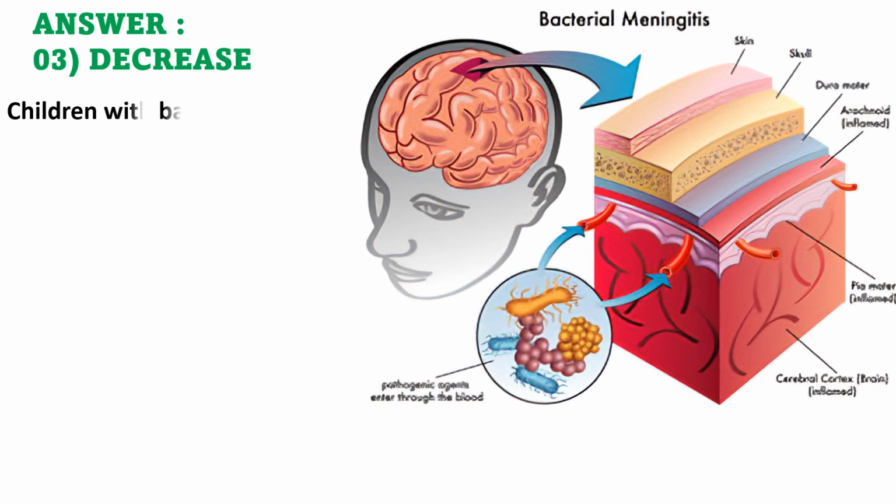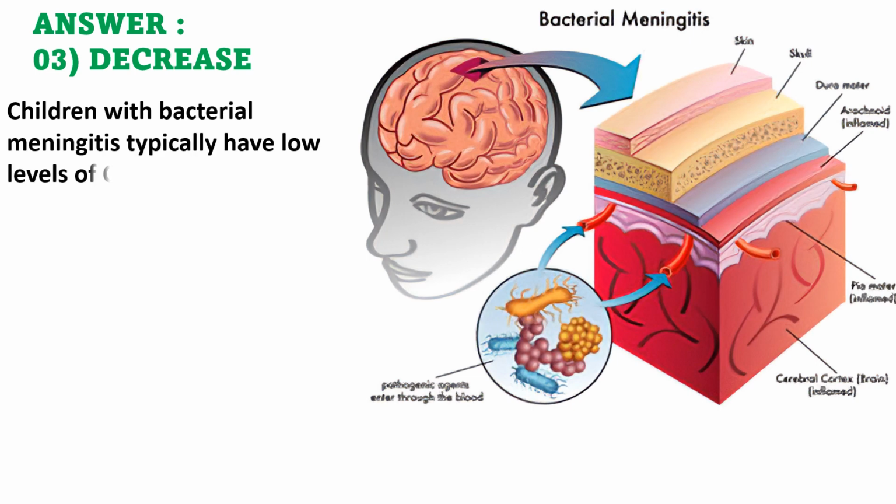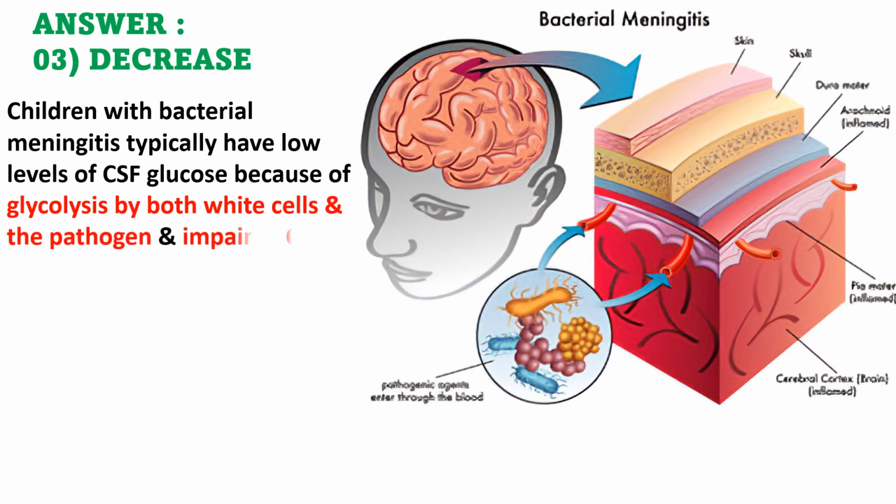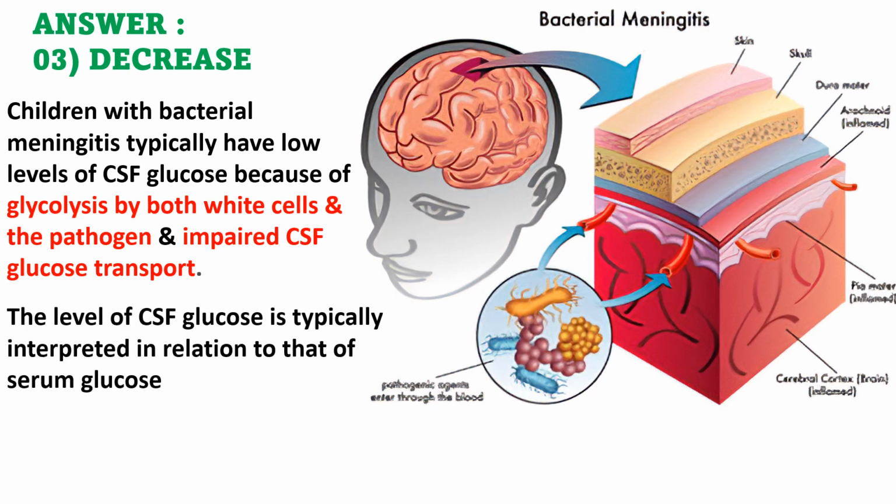Children with bacterial meningitis have low levels of CSF glucose because of the process of glycolysis by white cells and the pathogen. The second reason for the low levels of CSF glucose is impaired CSF glucose transport. The level of CSF glucose is interpreted in relation to that of the serum glucose. Why? Because glucose can easily pass across the blood-brain barrier.